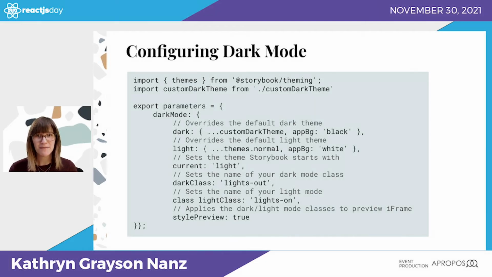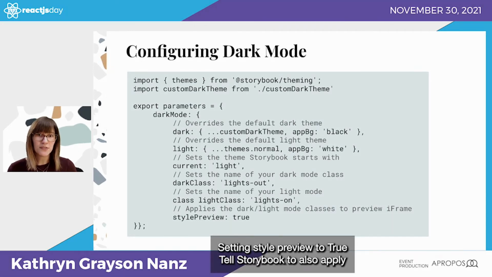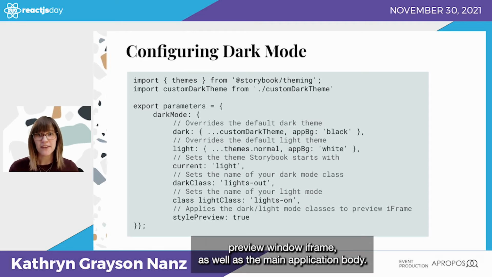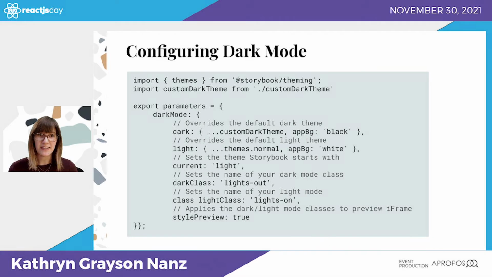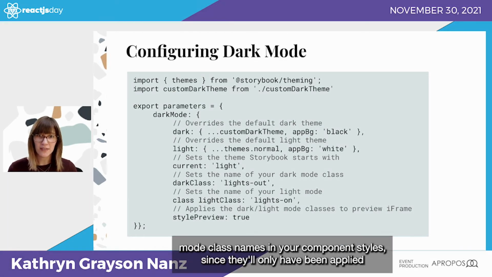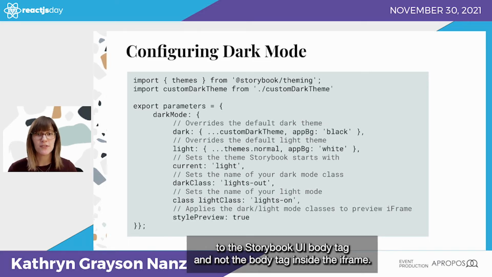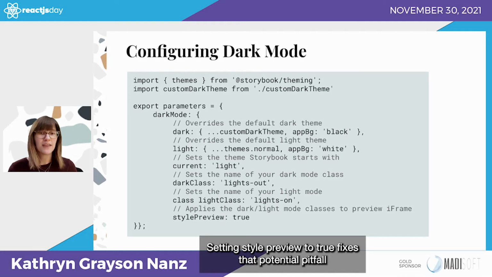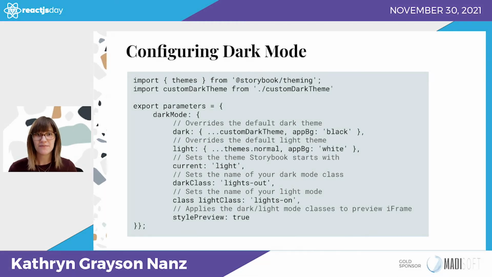Setting style preview to true tells Storybook to also apply those dark and light mode class names to the component preview window iframe, as well as the main application body. If you don't do this, you won't be able to use the dark or light mode class names in your component styles, since they'll only have been applied to the Storybook UI body tag and not the body tag inside the iframe. Setting style preview to true fixes that potential pitfall.